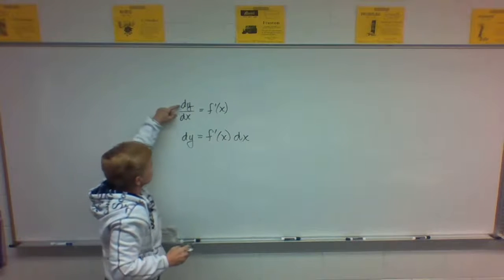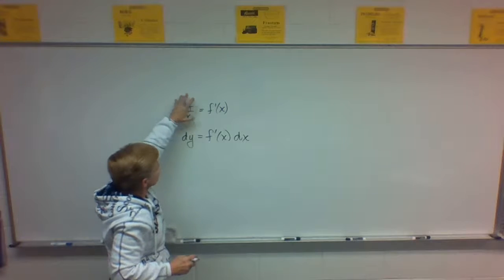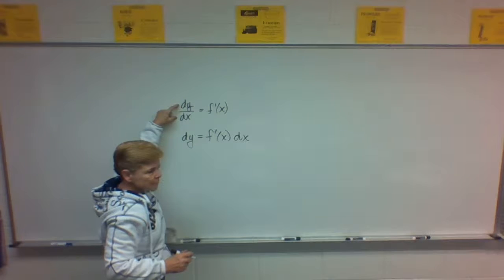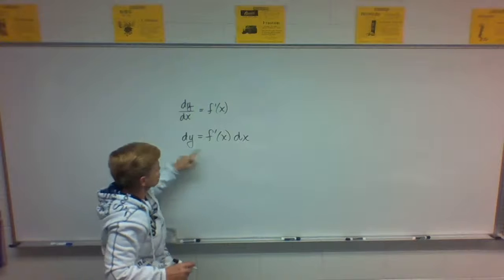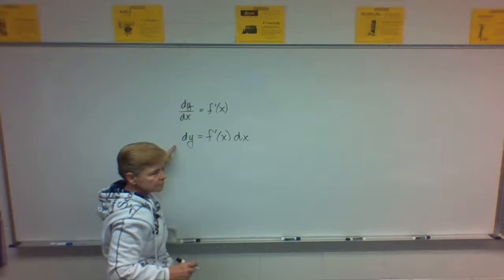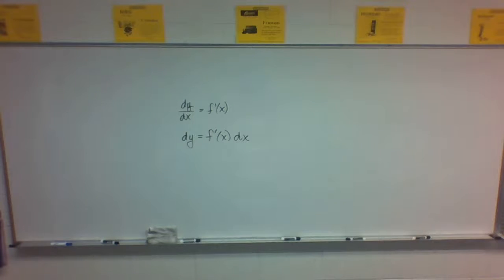These two pieces of this quotient taken individually, this is called the derivative. These pieces are called differentials. This is the differential of y, this is the differential of x. And dx is a differential, dy is a differential, and these two statements are equivalent. Okay, that'll be useful to us here in just a second.